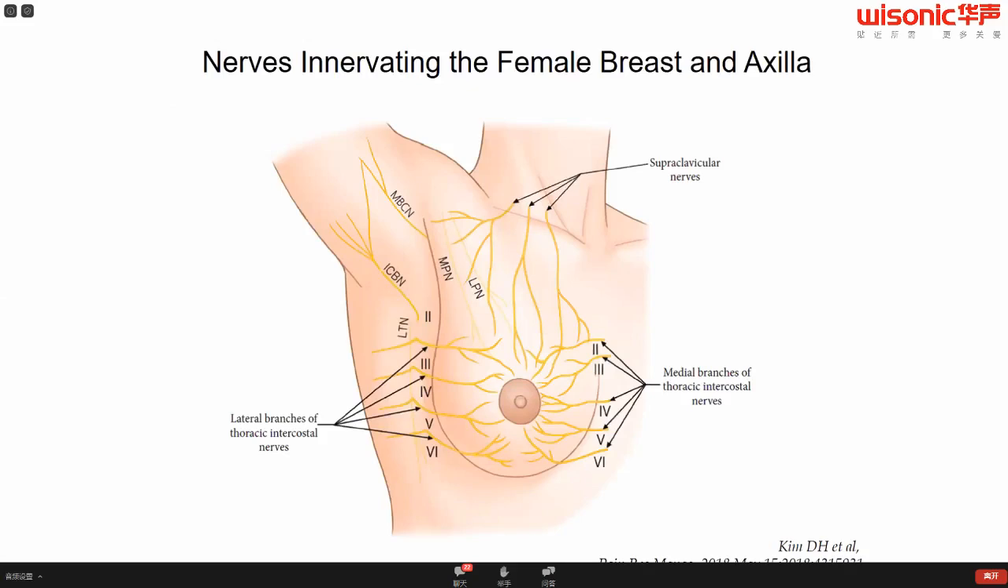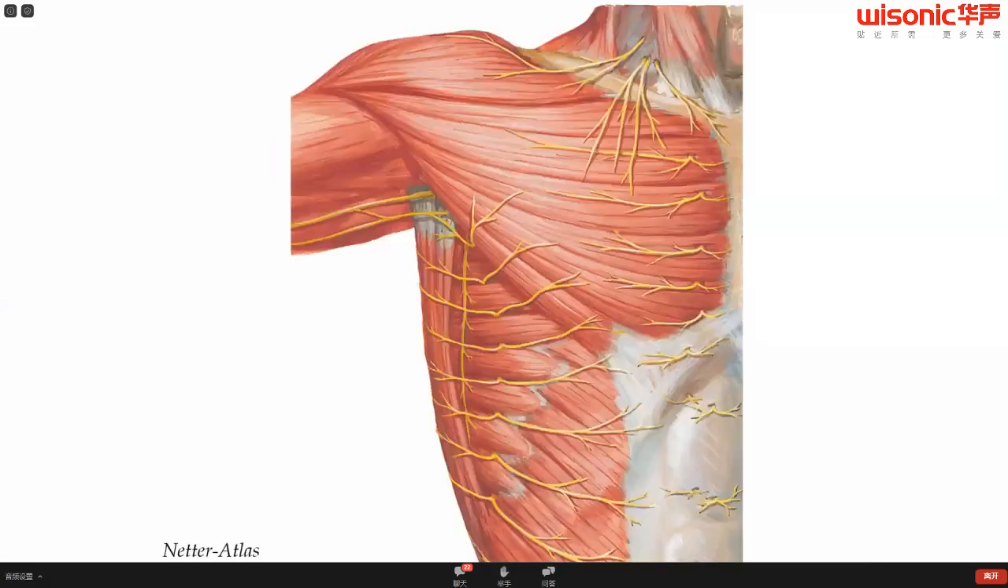Here you can see the innervation of the female breast. Important are the fibers from the cervical plexus, the supraclavicular nerves, from the brachial plexus, the lateral and the medial pectoral nerves, and the branches from the spinal nerves, the lateral and the medial branches from the thoracic intercostals.